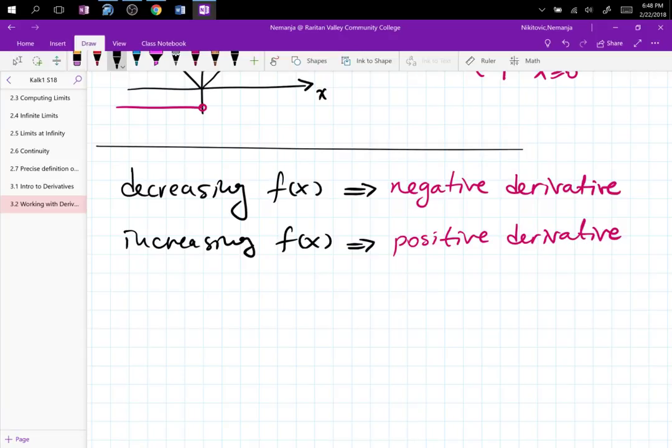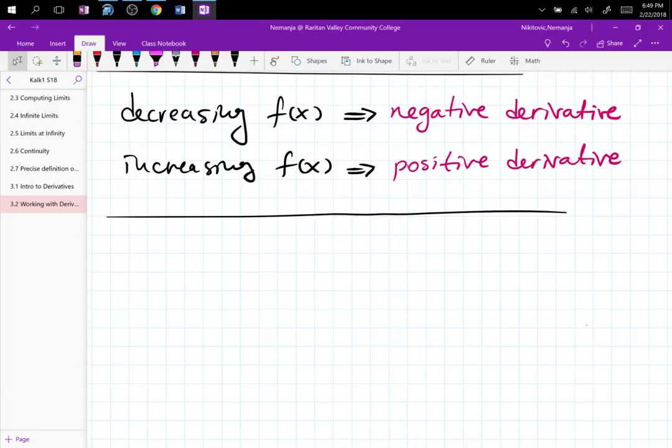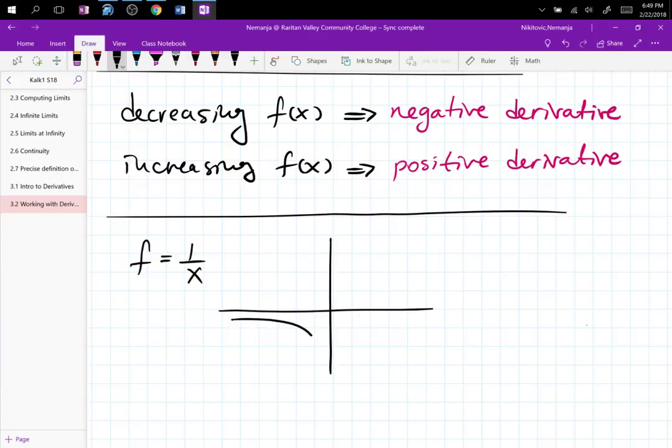So with this in mind, we take a look at the function 1 over x. Oh, by the way, the derivative preserves vertical asymptotes. I'll write that here.